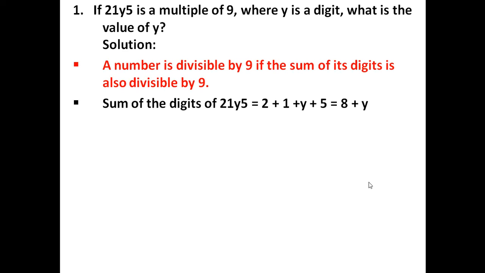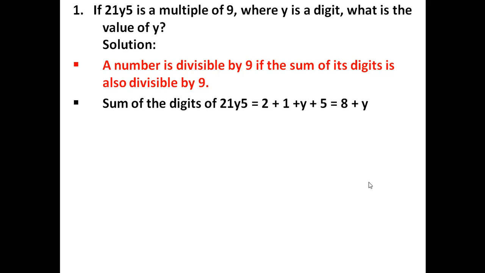Coming to the solution. A number is divisible by 9 if the sum of its digits is also divisible by 9. If the number is divisible by 9, the sum of the digits also will be divisible by 9. We saw this in the previous slide.